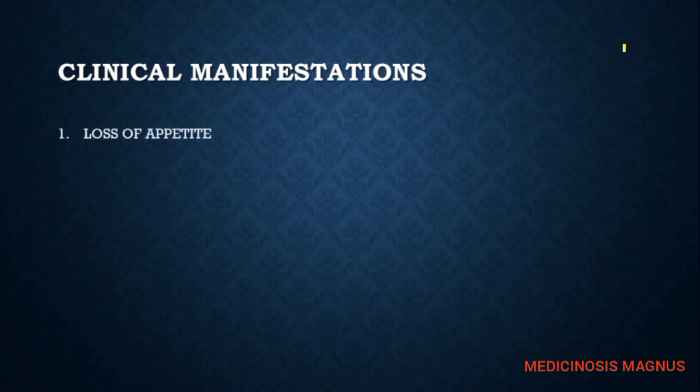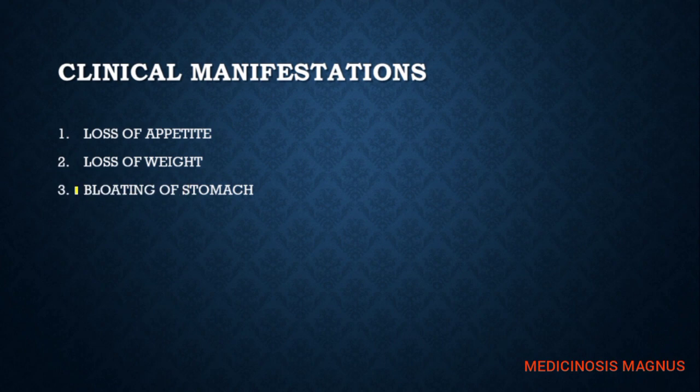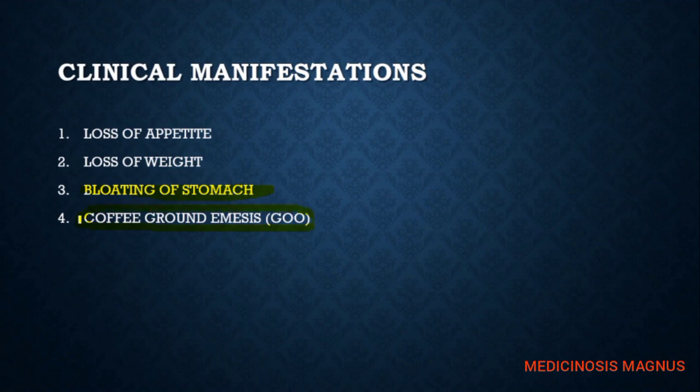Then let's talk about the clinical manifestations of gastric cancer. In any cancer, the patient would have loss of appetite and loss of weight. In stomach cancer, the patient will have bloating of the stomach due to the mass present. Then, an important thing to remember is coffee ground emesis. This is seen when there is gastric outlet obstruction. When the food from the stomach can't go into the duodenum, the food builds up in the stomach and the color changes. And when the patient vomits the food, it looks like coffee ground emesis.